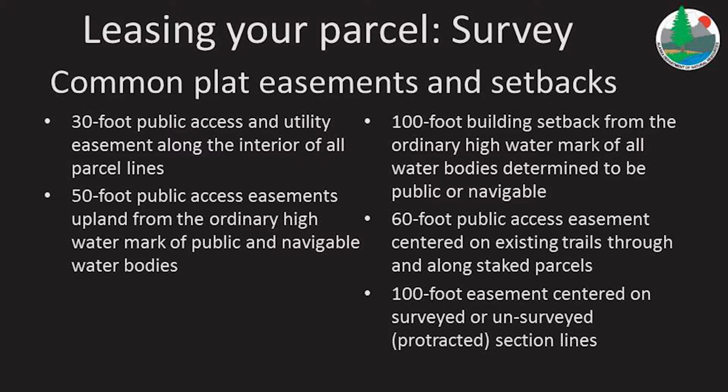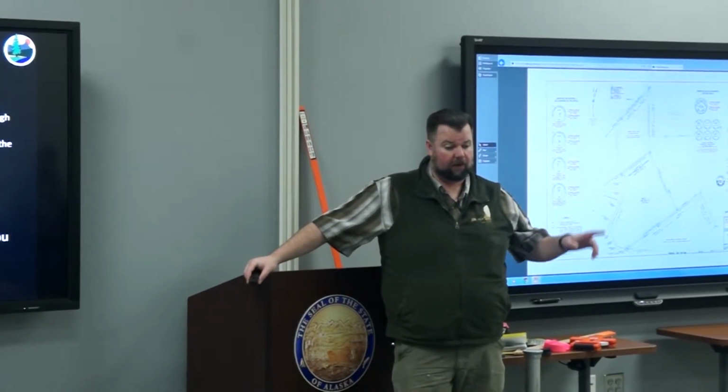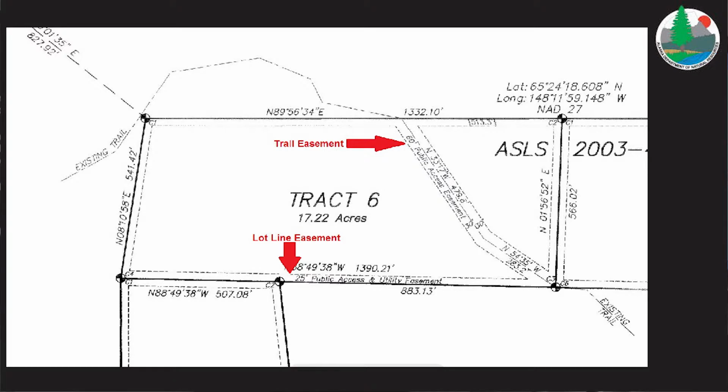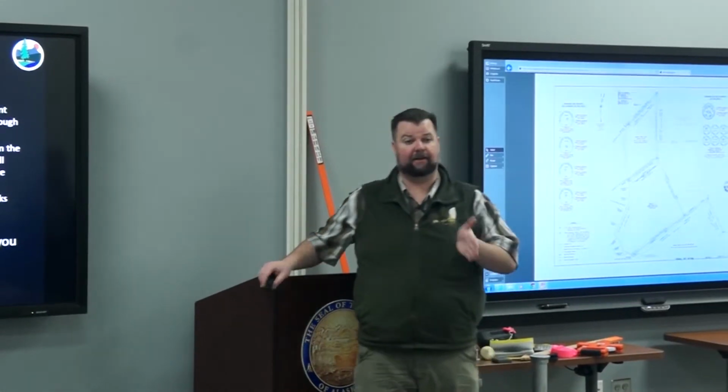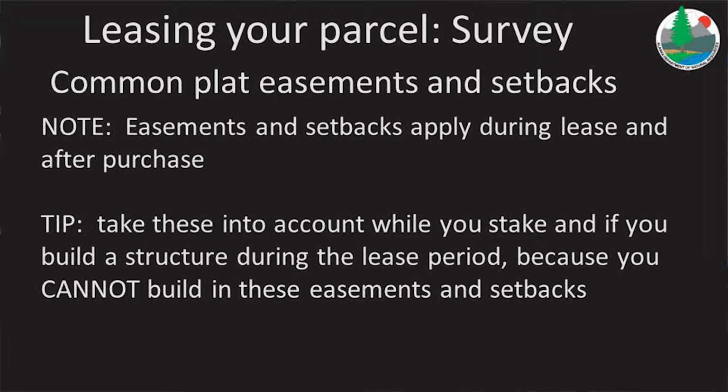Additionally, any trails that are out there that contain an ADL number or an RST number are going to have an easement from the center line of that trail pursuant to that easement. And of special note, all of these easements are going to apply both at the time of the lease as well as carried forward all the way through contract and into patent. And those easements and reservations are going to be contained on the plat.